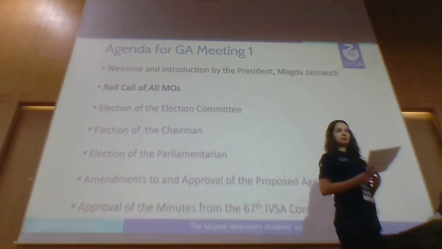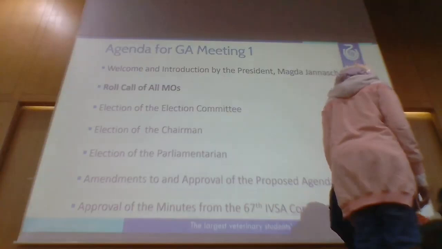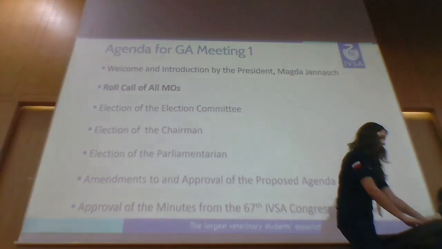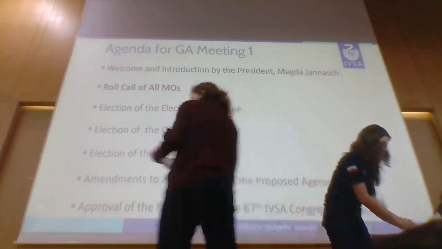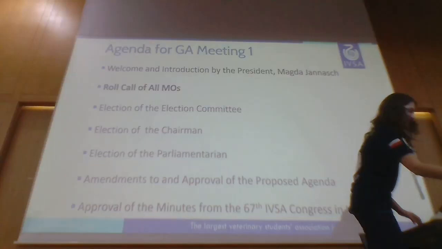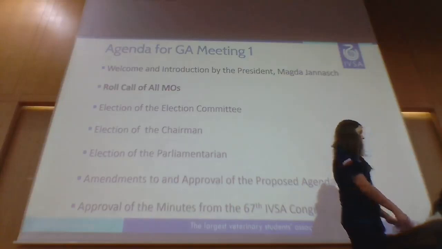Barcelona. IVSA Spain, Zaragoza. IVSA Sweden. IVSA Switzerland, Bern. Here. IVSA Switzerland, Zurich. Here. IVSA Taiwan. Here. IVSA Thailand. Yeah. IVSA Tunisia. Here. IVSA Turkey, Ankara. IVSA Turkey, Aden. IVSA Turkey, Bursa. IVSA Turkey, Istanbul. IVSA Turkey, Konya. IVSA Turkey, Samson. IVSA Uganda. IVSA UK and Ireland. Here. IVSA Zambia. IVSA Zimbabwe.